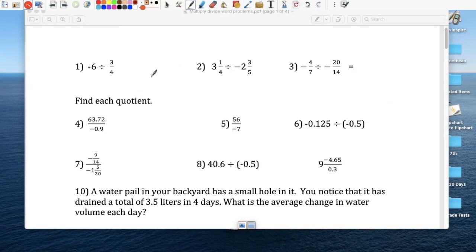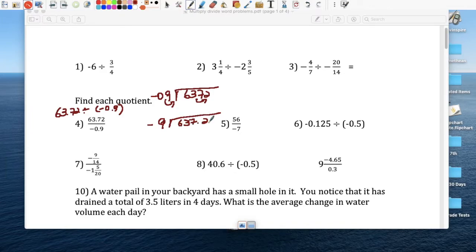This one, now this is the same thing as this. All right, so let's just do it, and hopefully I have some room over here. So it's 63.72 divided by -0.9. We're going to move the decimal one over, so that becomes a 9. And if I adjust that, guess what? I have to adjust this decimal as well. Move that one over, so that becomes 637.2.